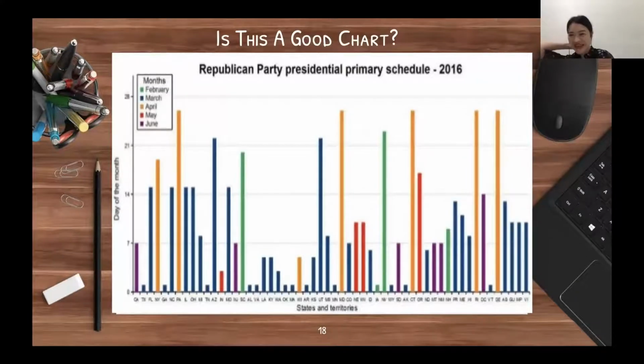Oh, I think most of them. Yeah, it is because there is too much information in one graph. So what does a clear chart look like?